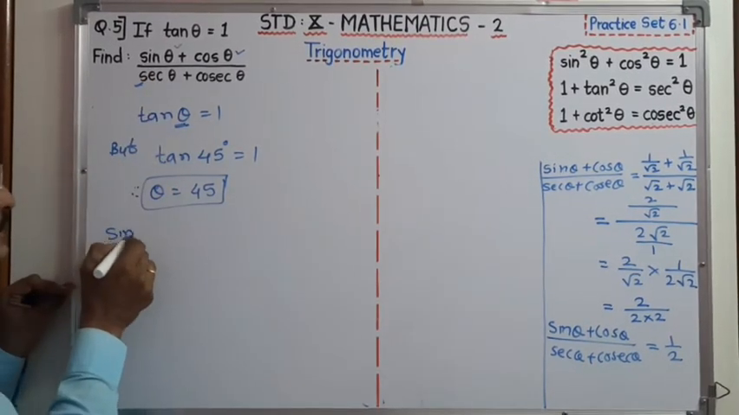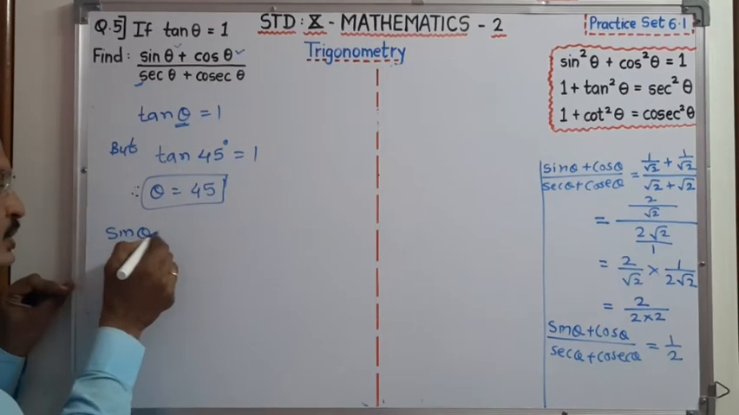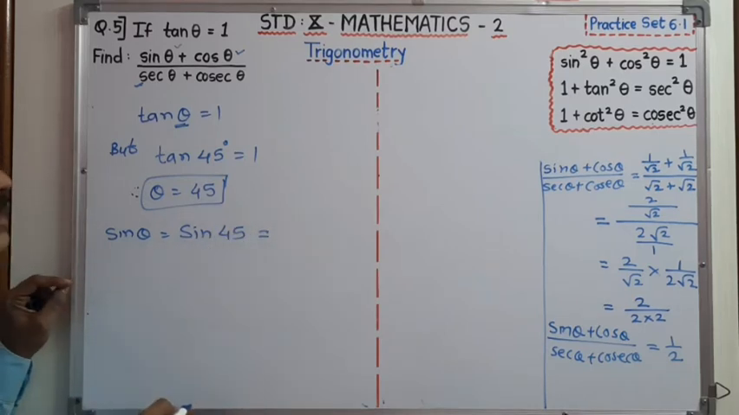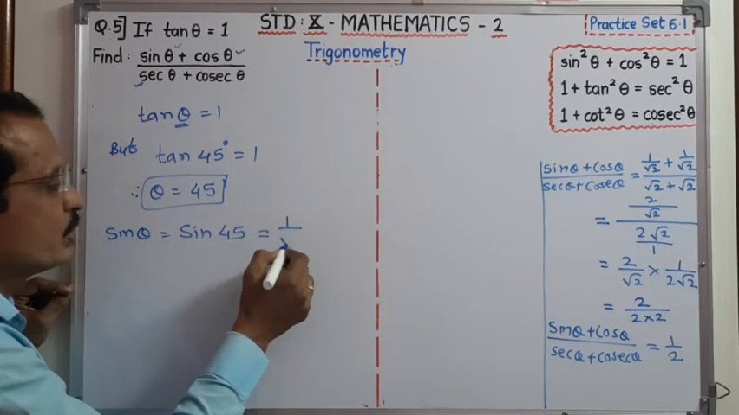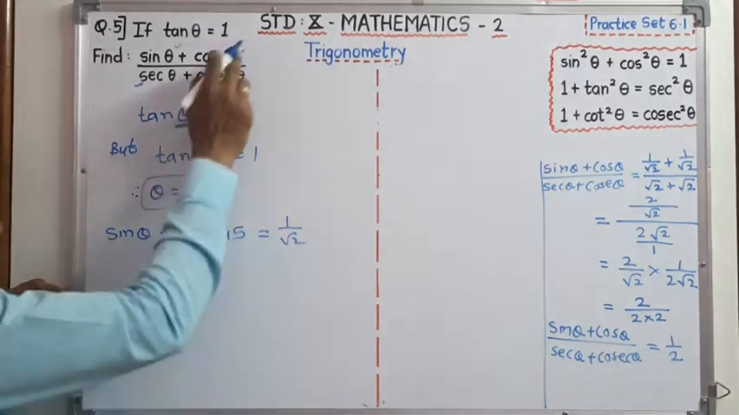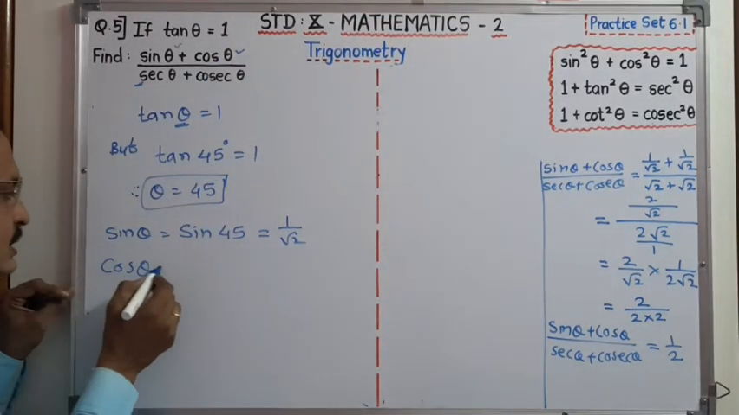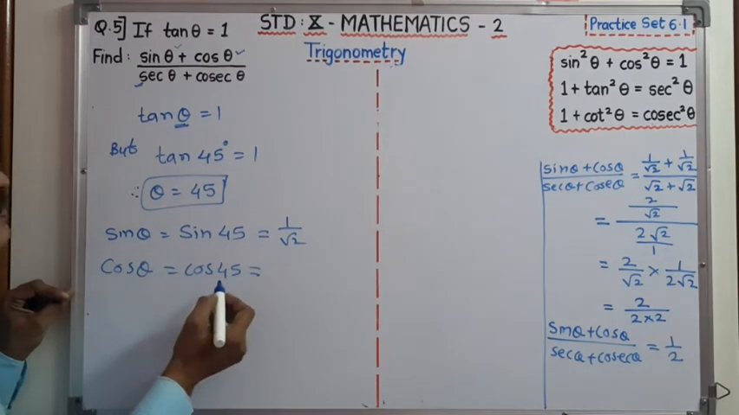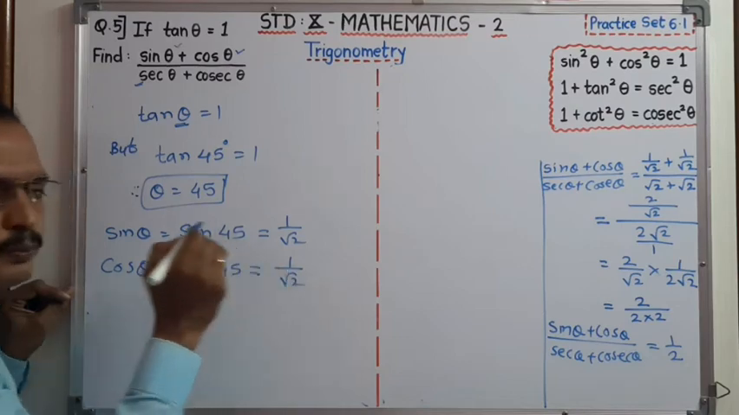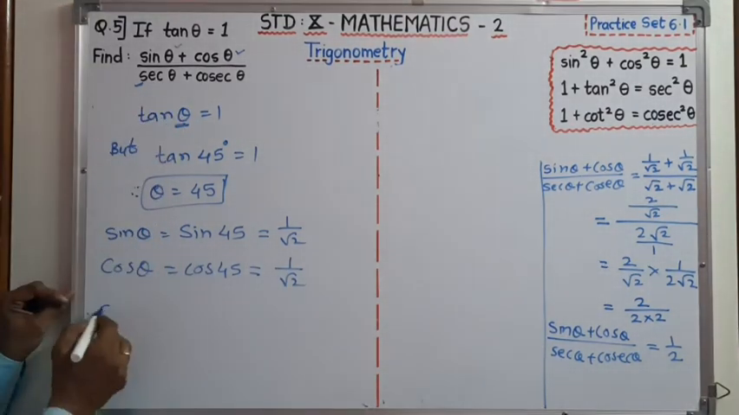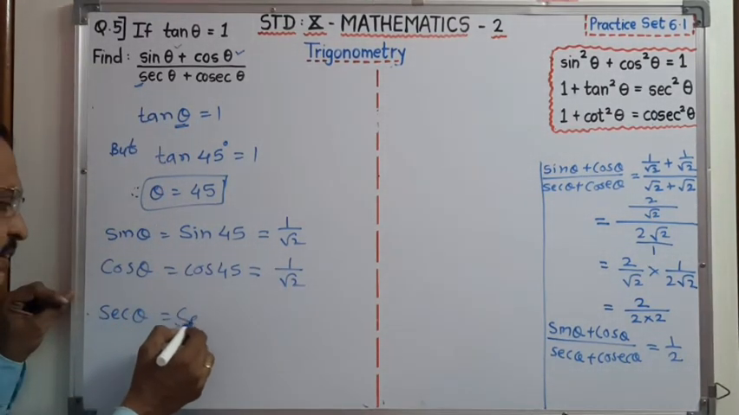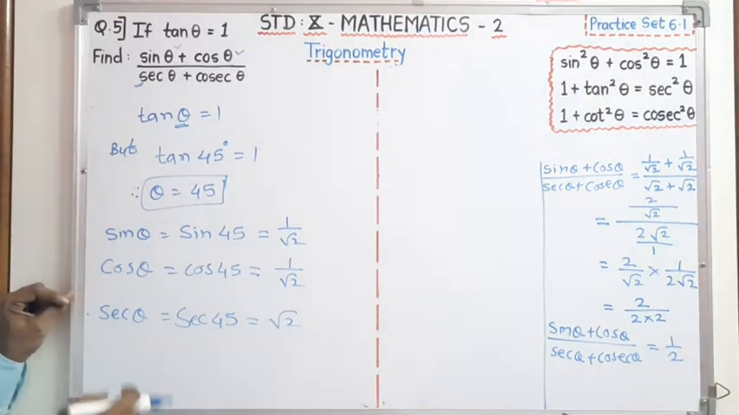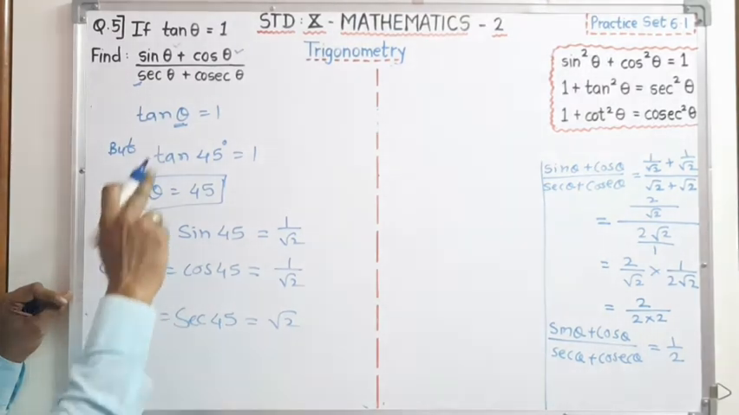Therefore, see, dear students, sin theta is equal to sin 45, and we know the value of sin 45 is 1 upon root 2. Then, dear student, cos theta means cos 45, and cos 45 is also 1 upon root 2. Then, dear student, sec theta means sec 45, and sec 45 is root 2. We know the values by using that chart.